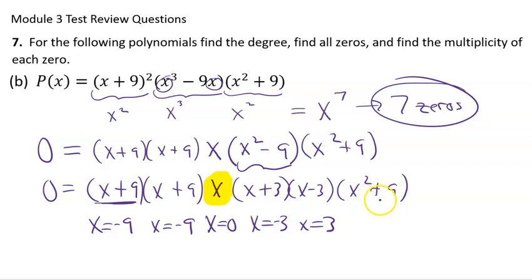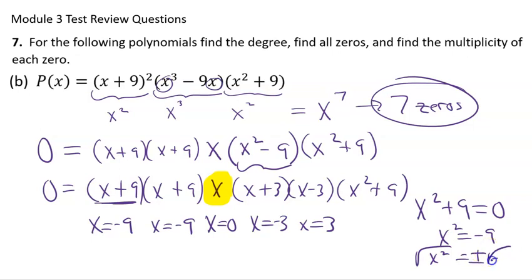This guy right here is not 9, right, because it's x squared. So when I set x squared plus 9 equal to 0, I've got to do work. I've got to subtract the 9 over. I've got to take the square root of both sides. Remember, when you take the square root, you've got to put the plus or minus. Y'all know what the square root of negative 9 is. It's plus or minus 3i. So I have x equals 3i, and I also have x is equal to negative 3i. Is that all 7 zeros? 1, 2, 3, 4, 5, 6, 7.